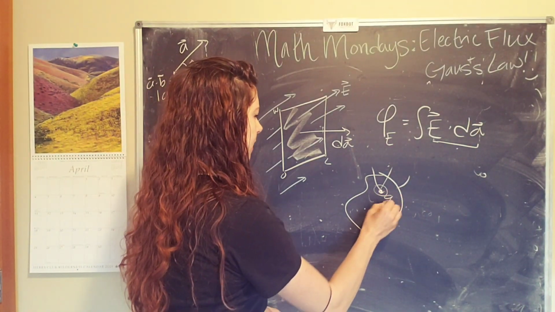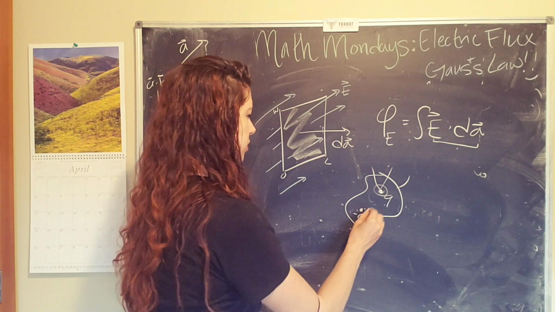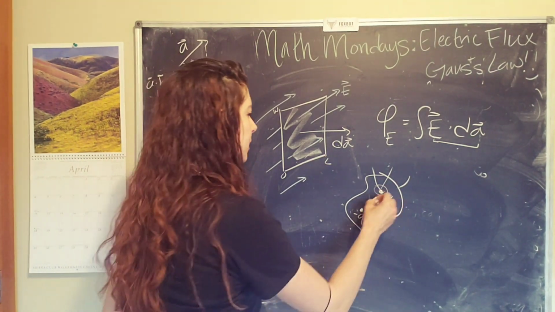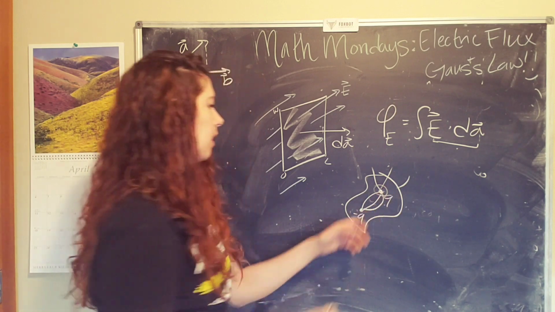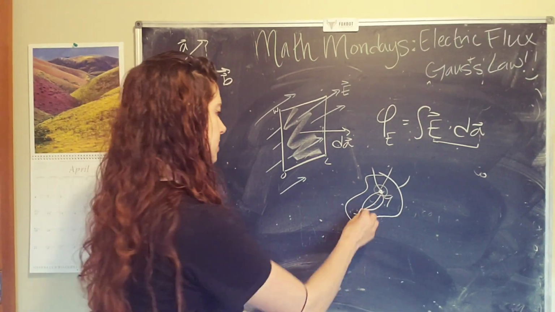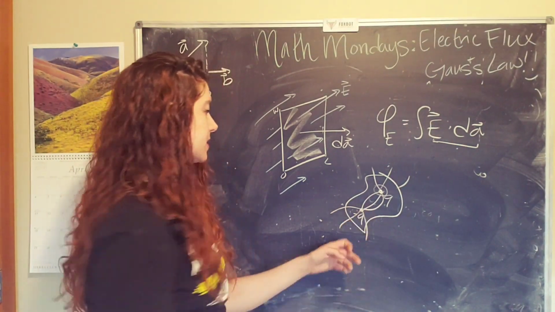Okay, well, what if we have two equal but opposite charges? Oh, that's fine, because some of the field lines will not exit the surface, but there will be field lines that do.